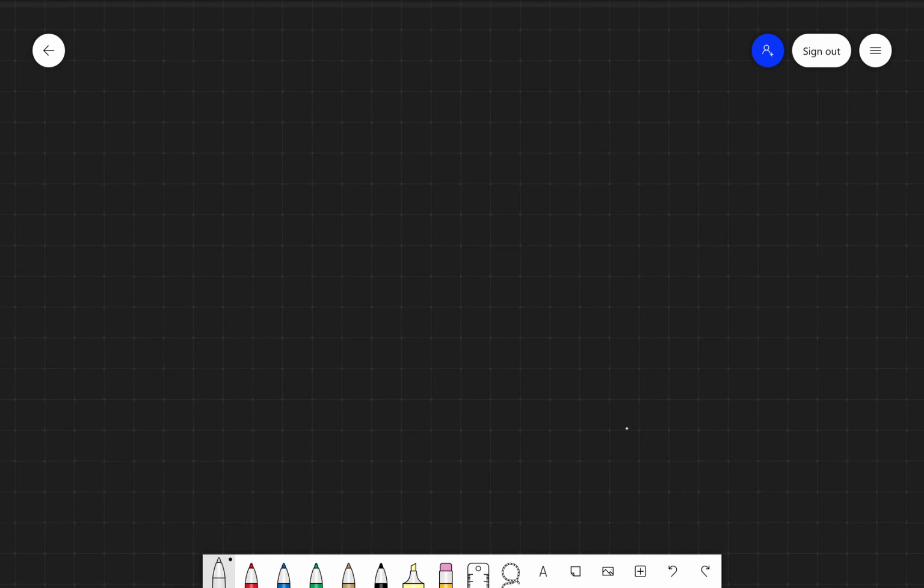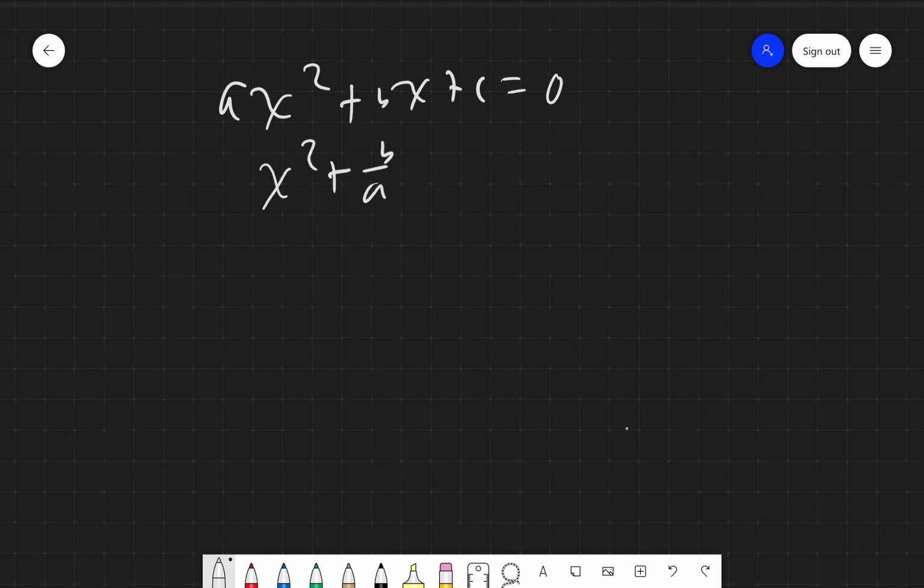Alright, so the quadratic formula. We're gonna derive it really fast, super speed. And we're gonna be using completing the square. So this is equal to 0. We divide by a, we get x squared plus b over a x plus c over a equals 0. The quadratic formula, by the way, is solving for what x equals. We subtract c over a to get x squared plus b over a x equals negative c over a.